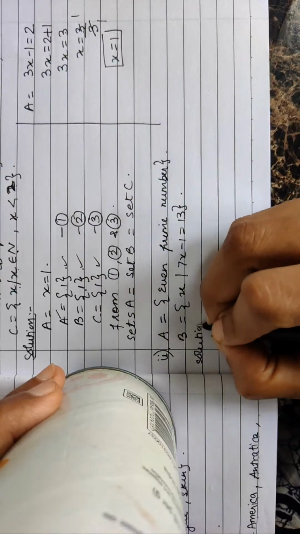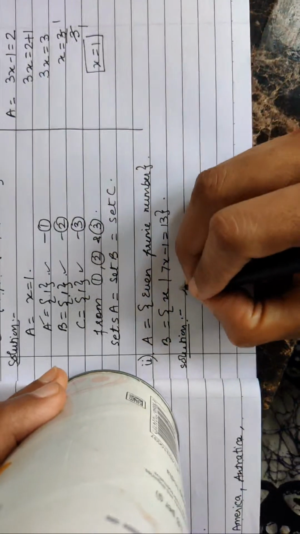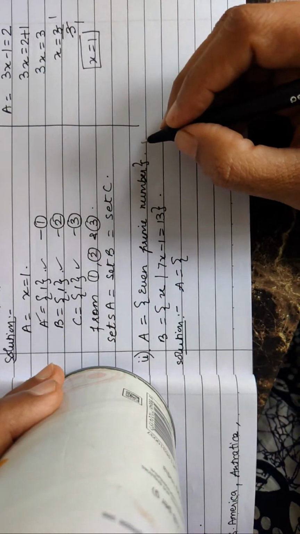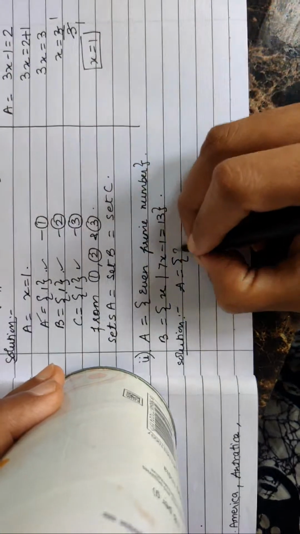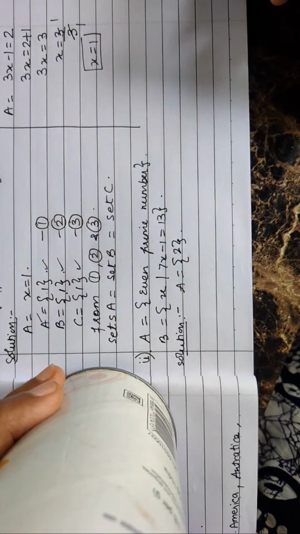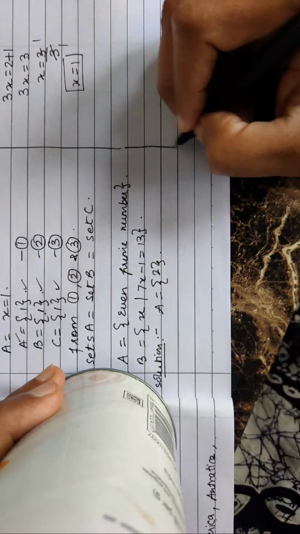Here only 2 sets are given to me. So let me see. A is an even prime number. We have just discussed in 1.1 that only 2 is the even prime number. So set A contains only one element. Now what about set B?